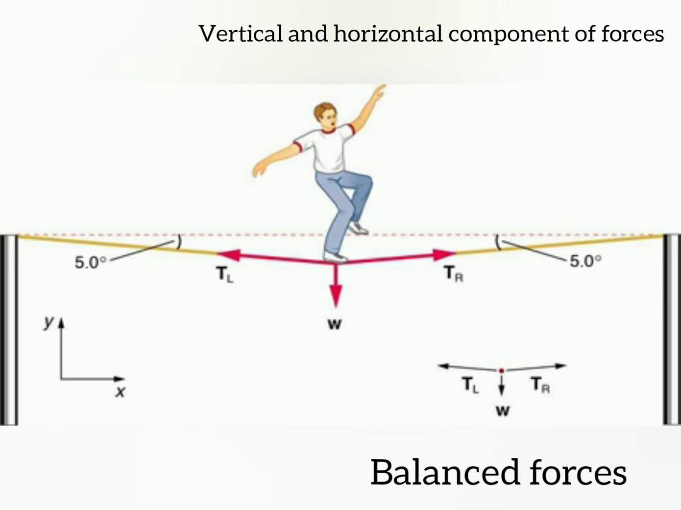In this case the vertical forces are the weight of the person and the normal reaction force on the person. Coming to the horizontal forces, there is the tension on the rope towards left and the tension on the rope towards right, so these are horizontal forces, and the vertical forces are the weight of the person and the normal reaction on the person.